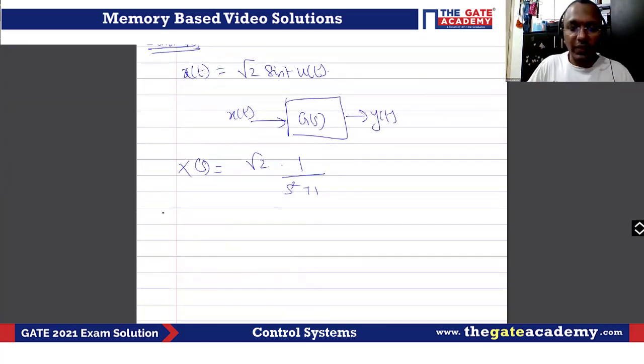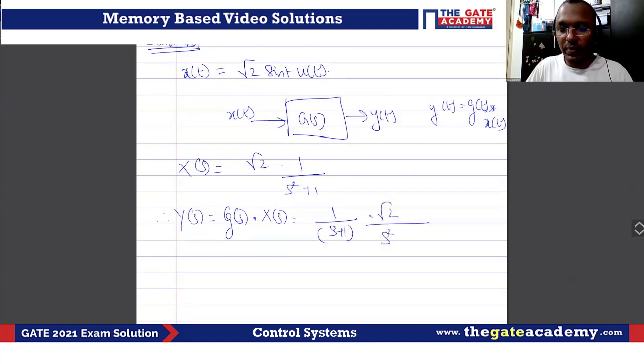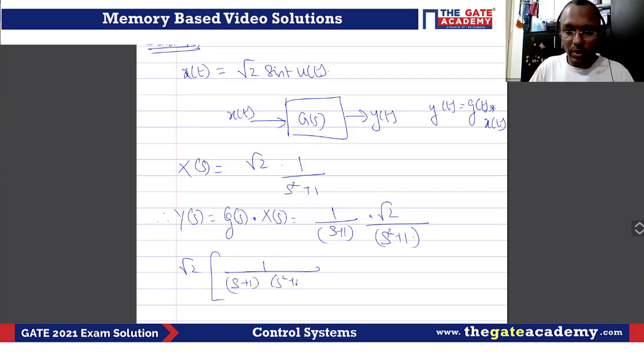And g of s is that, therefore y of s. So y of t is nothing but g of t convolved with x of t. That means y of s will be g of s into x of s. So this will be 1 by s plus 1 into root 2 divided by s square plus 1. This root 2 we will keep outside and take it back when needed. So s plus 1 into s square plus 1.